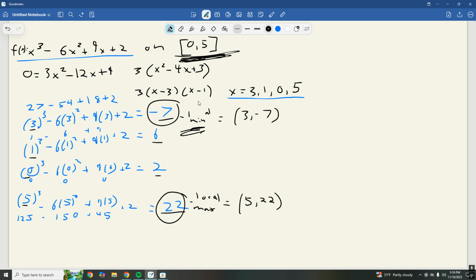But so this is our absolute max right here, and our absolute min, and then this will be absolute max, absolute min. So that is how we find the mins and maxes with critical points. But what if it's asking for when is the function increasing and when is it decreasing?